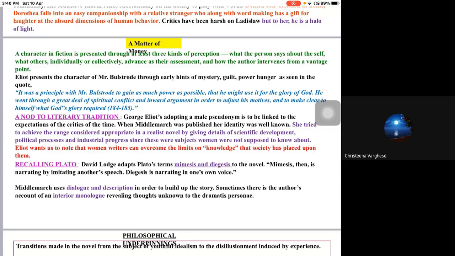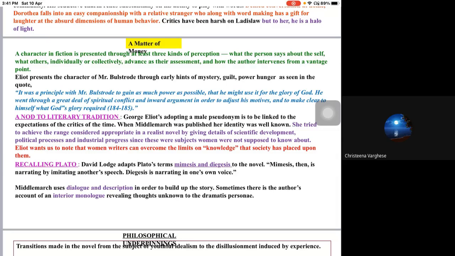Now, Eliot presents the character of Mr. Bulstrode through early hints of mystery, guilt, power, hunger, as seen in the court. It was a principle with Mr. Bulstrode to gain as much power as possible that he might use it for the glory of God. He went through a great deal of spiritual conflict and inward argument in order to adjust his motives and to make clear to himself what God's glory required, from page 184-85. So when you read that quote, you understand that there are hints of mystery and guilt and also hunger for power hidden in his words. So this is a way in which the author builds the character of a person, and we learn to analyze this character.